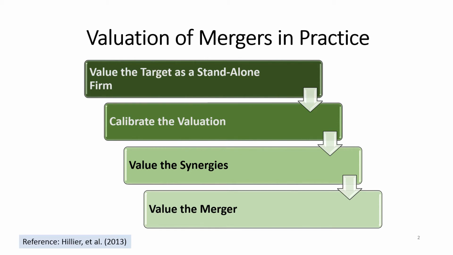The final part of the analysis is to value the merger. It is important to compare the valuation of the target to the value of the synergies from the merger or acquisition. The rule of thumb is that the merger or acquisition should go ahead if the cost of the merger, which includes the bid premium as well as all transaction costs, is lower than the combined value of the merger.